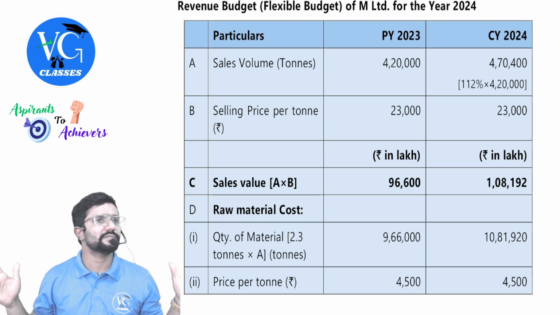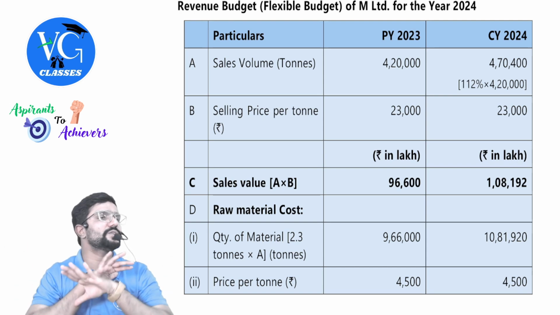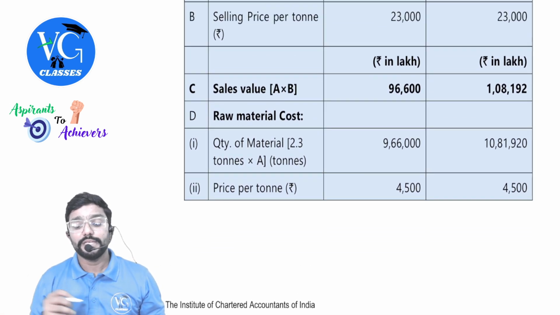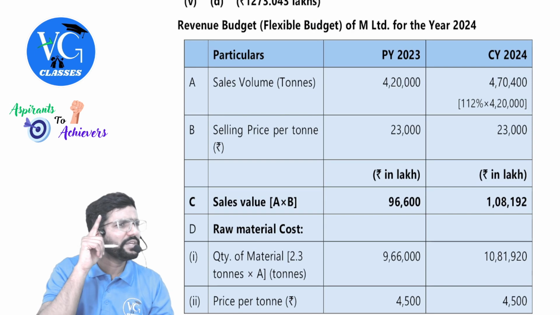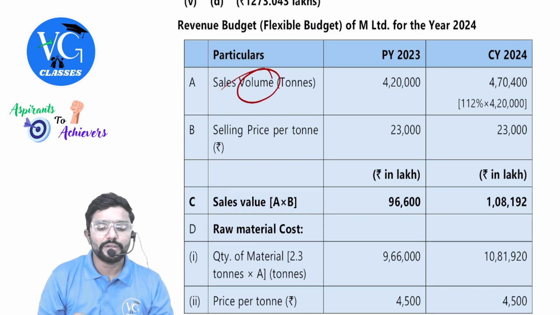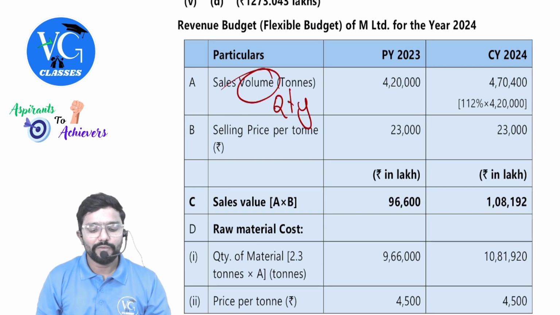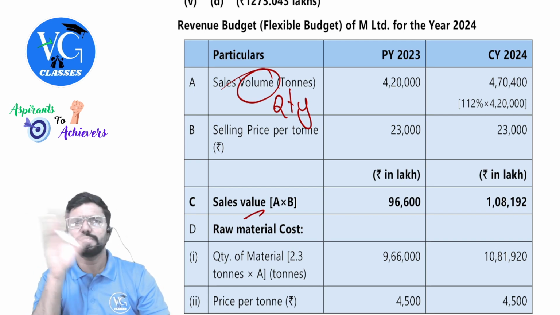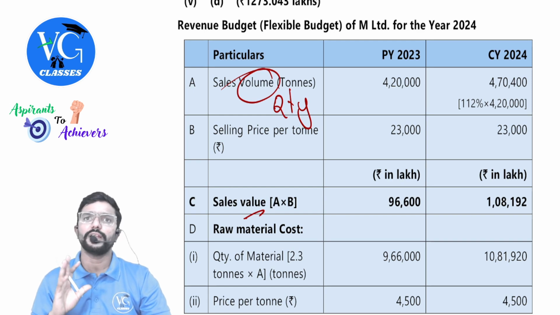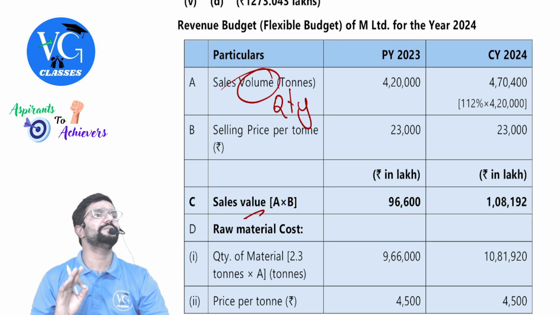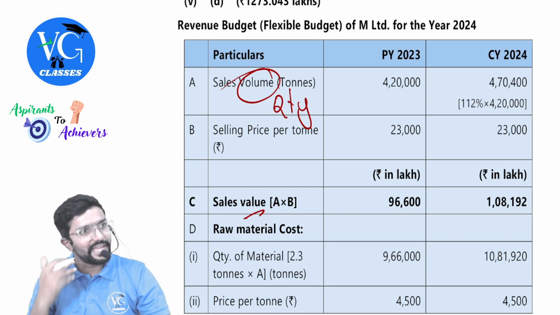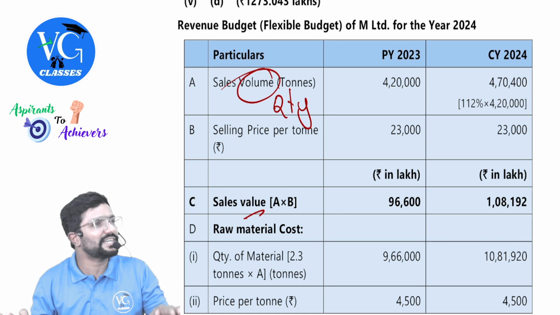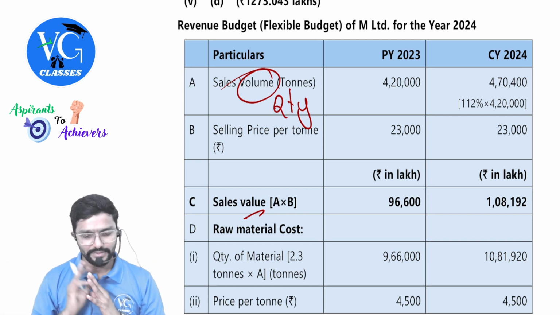Selling price per ton, no change. WPI is within 5%, so no change. 23,000 rupees per ton. Sales volume. See, sales volume into selling price. I had told you one thing, you remember? Volume means what? Quantity. Value means in rupees. Now they are following it. Same book, same institute, sometimes different ways of doing it. But you please be careful. Volume actually means quantity, guys. But when they ask you to calculate volume in the question, but you are not able to calculate quantity, understand it as rupees. That's sure.